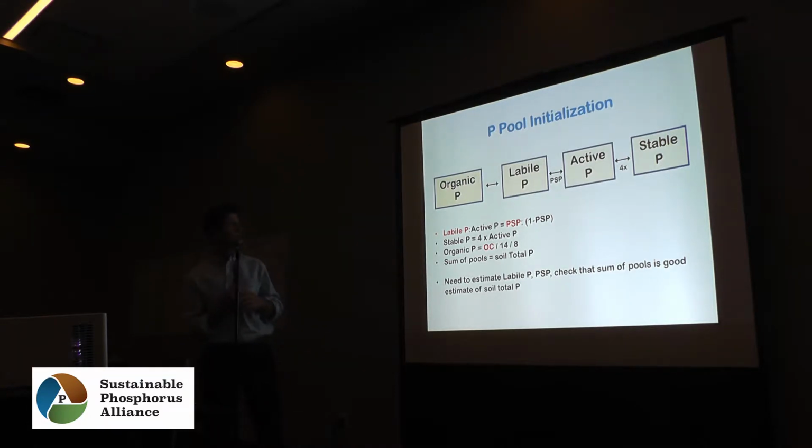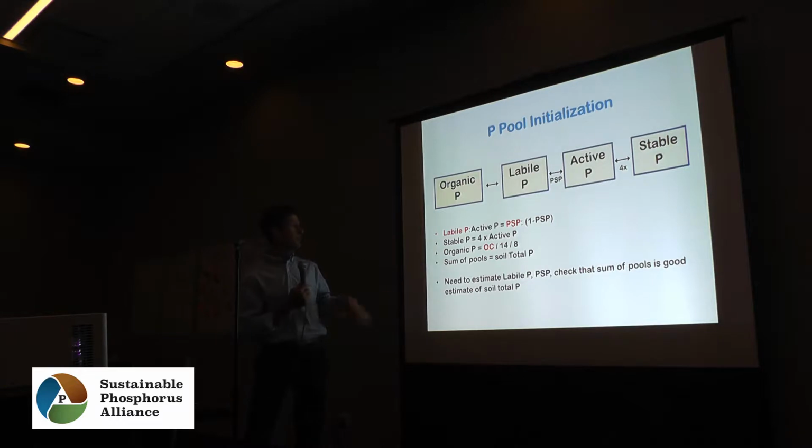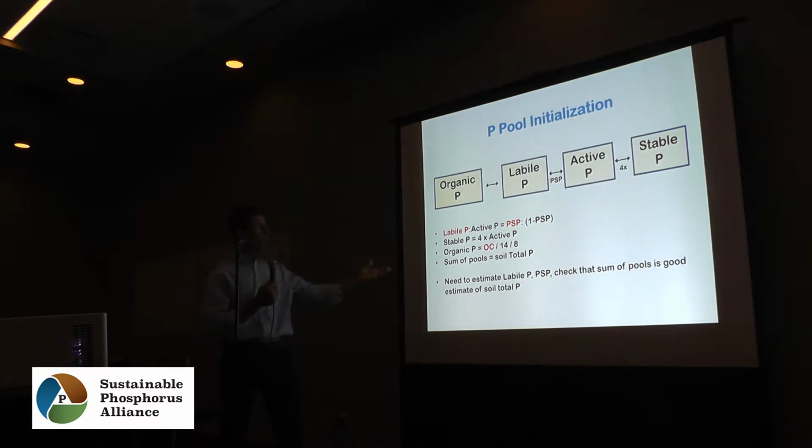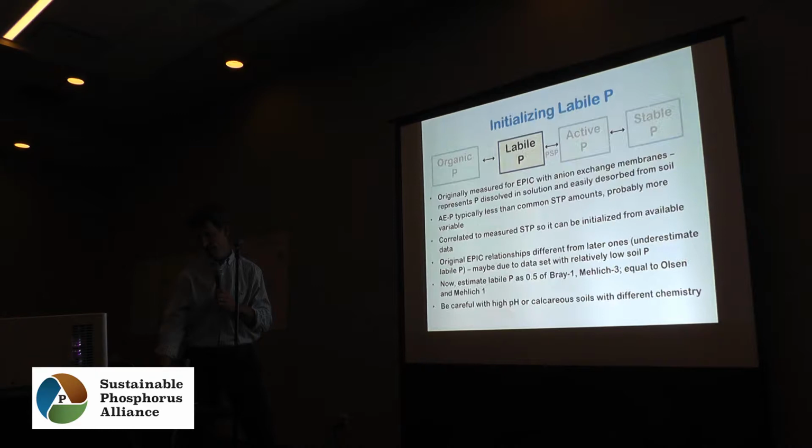We're estimating these, and we can check to see when the model does these things. So it's going to initialize how big the active P is based on our PSP, and then the stable P is 4 times that size. If we add all those up, does that equal what we're measuring as total P? So I'm going to get into the details of some of these things.